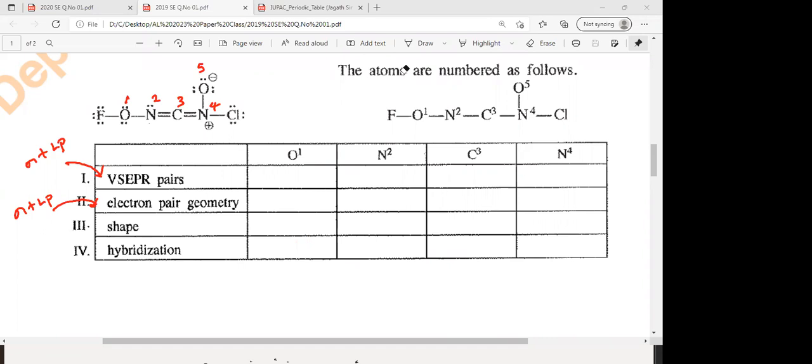Oxygen, how many pairs? Look at the screen, I'll highlight. Oxygen has 4 pairs, no? Why? 2 lone pairs and 2 sigma bonds. So I'll write here 4 pairs. Electron pair geometry: tetrahedral.